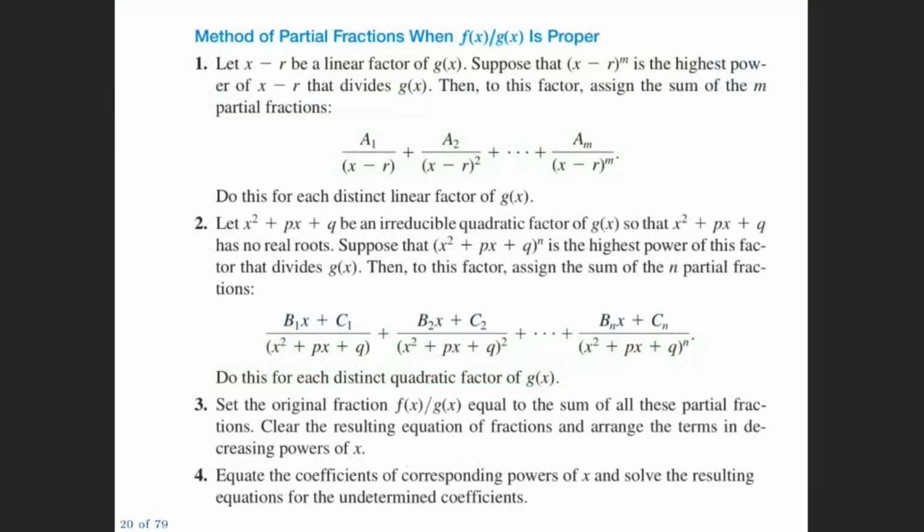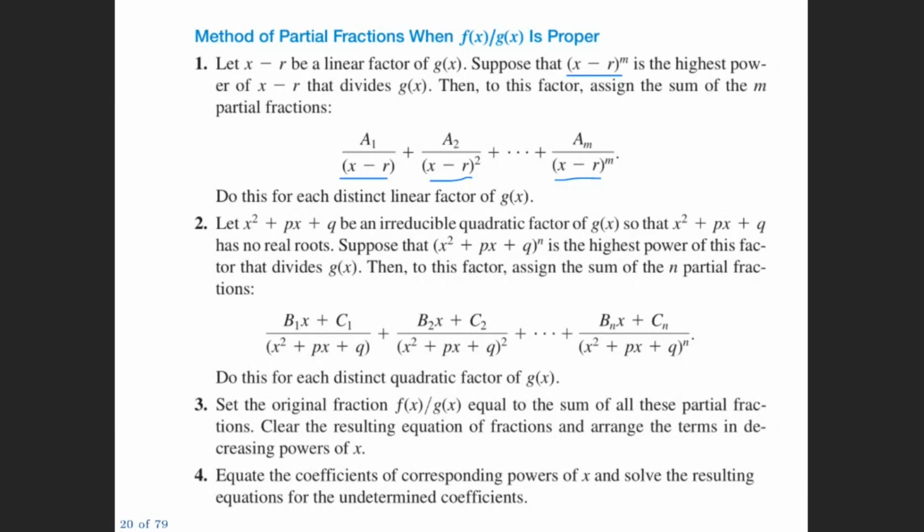The textbook tells us the rules here. If we have a factor of (x - r)^m, then in our partial fractions, we need to have all of these: something over (x - r), something over (x - r)^2, and so on, all of the way up to something over (x - r)^m.